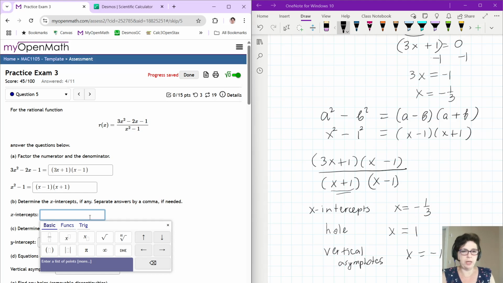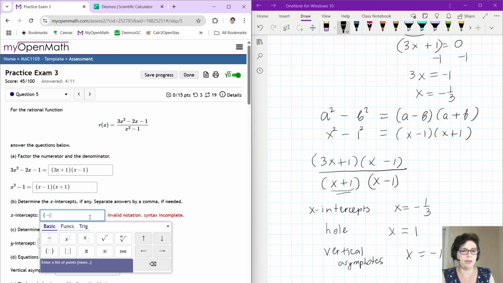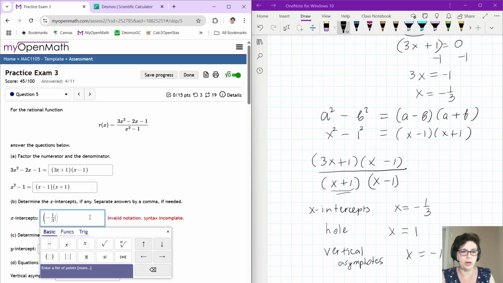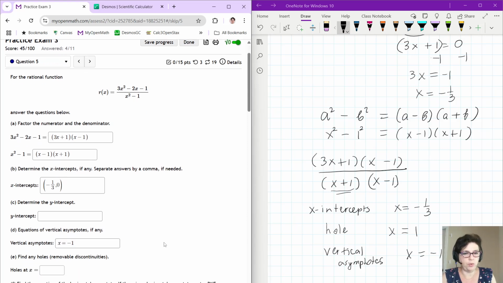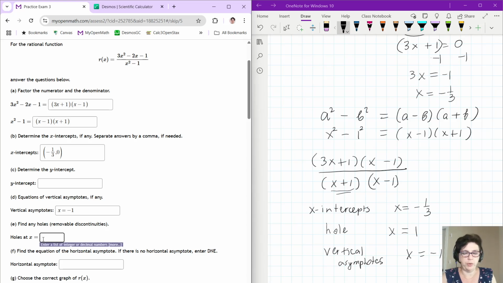Okay, so when you write down the x-intercepts, I got the -1/3 for the x coordinate, but the y coordinate has to be 0. So any x-intercept always has y coordinate equals 0, and then x coordinate, we got that -1/3. And then for the vertical asymptote, I already know that that's x equals -1. And the hole occurs whenever I see that repeated factor at 1.